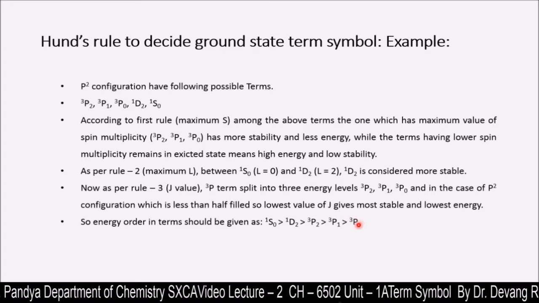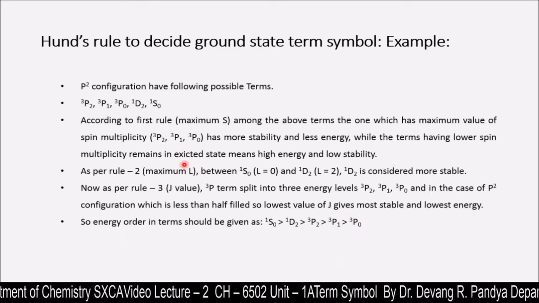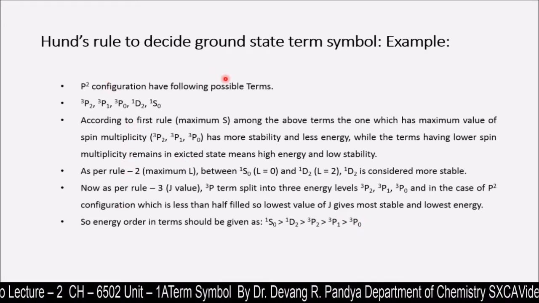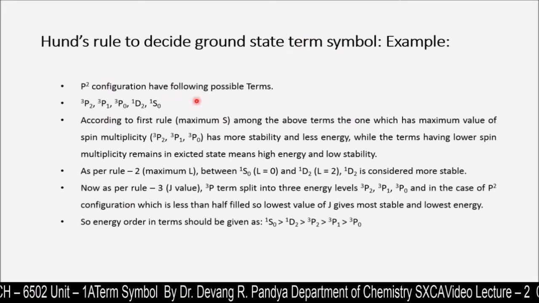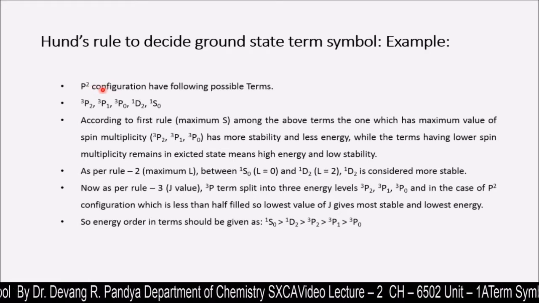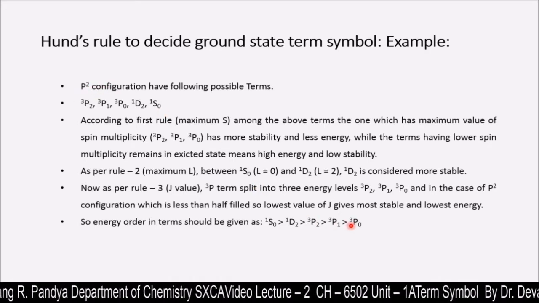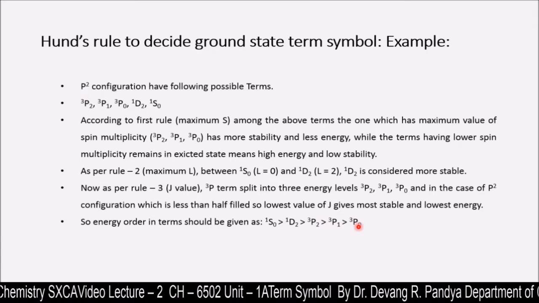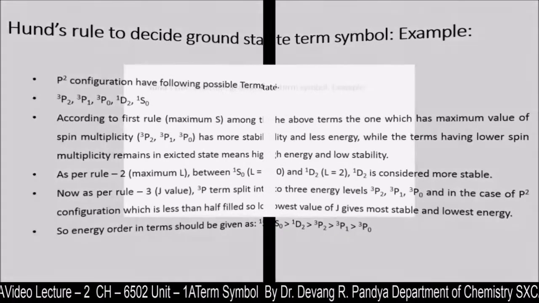So here we can decide the ground state term symbol using rules 1, 2 and 3 of Hund's rule for P2 configuration, and P2 configuration is the configuration of the carbon atom. So for the carbon atom we can say that triplet P0 would be the ground state term symbol for the carbon element.